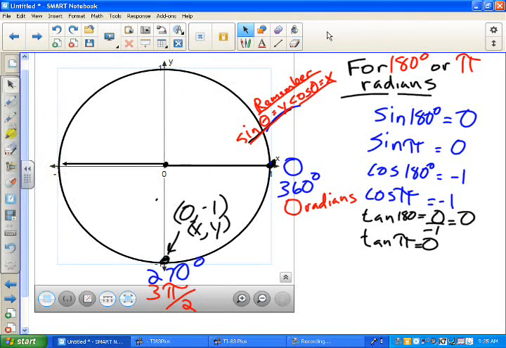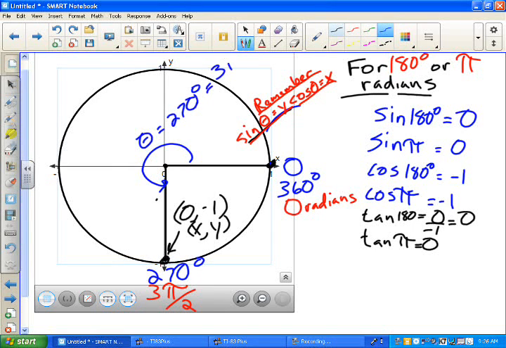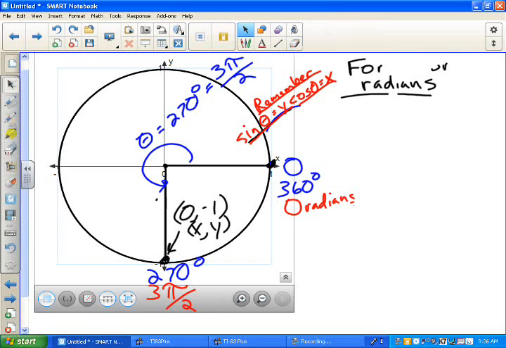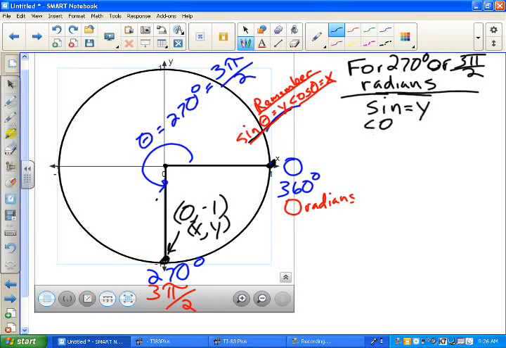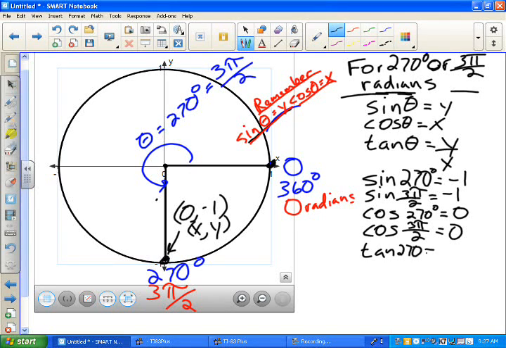Again, if we sweep our angle starting at 0, or what we call the terminal side, and come all the way around to 270 degrees, our x and y coordinates are going to give us the values for our trigonometric functions. Sine is equal to y, so sine of 270 degrees should equal -1. Cosine of theta equals x, so cosine of 270 degrees should equal 0. And then tangent is y over x, or -1 over 0, which is undefined.